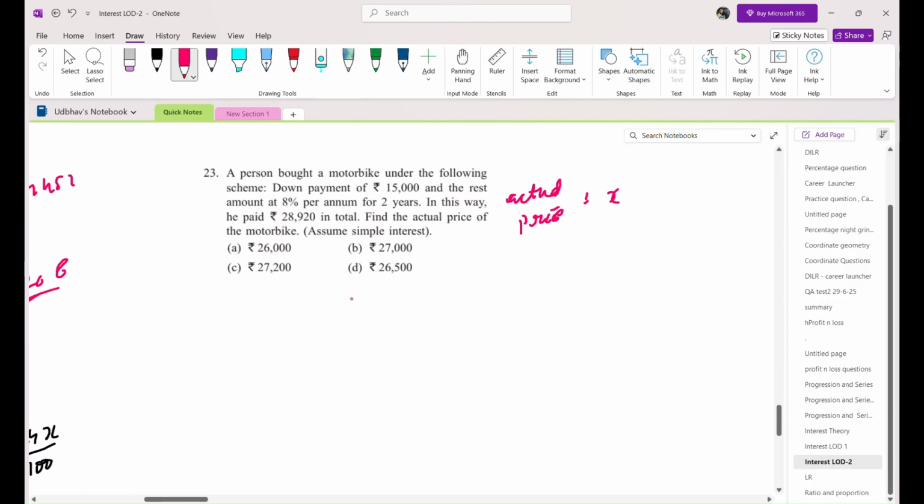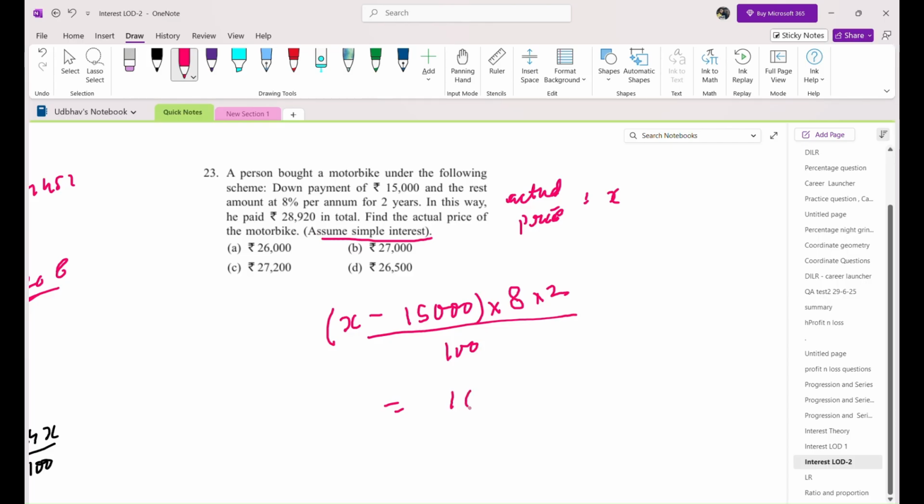So after the down payment of 15,000 rupees, what is the price left? X minus 15,000, because down payment means directly giving cash at that time, completely paying it over, and rest amount at 8% per annum for 2 years. So what is the rest amount? This amount is left, and he paid this amount at this interest. So what will be the interest on that? Assume simple interest. So this is the rest amount, and the interest is 8% per annum for 2 years.